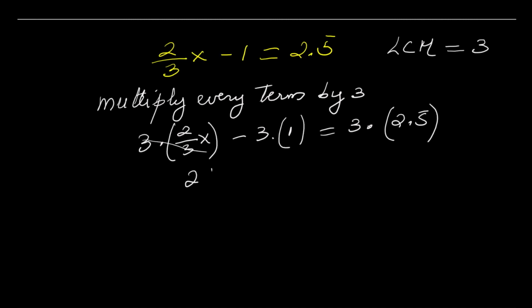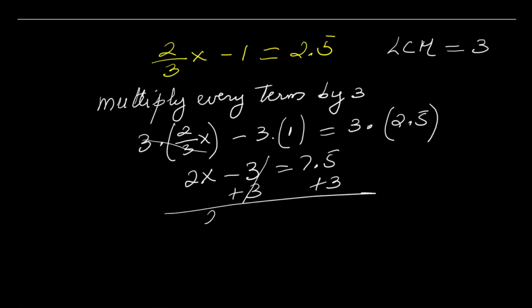Three times 2/3 of x is 2x, 3 times 1 is 3, and 3 times 2.5 is 7.5. Now the equation becomes 2x minus 3 equals 7.5. Add 3 to both sides. We get 2x equals 10.5. Now divide both sides by 2. X equals 5.25.